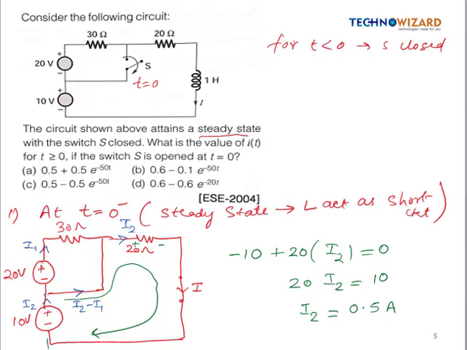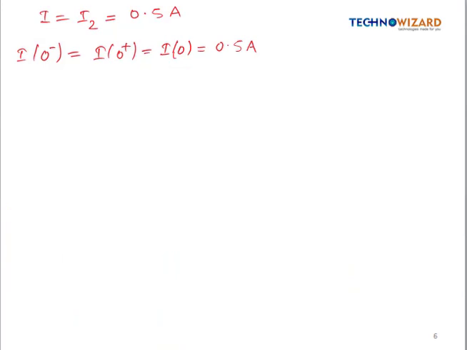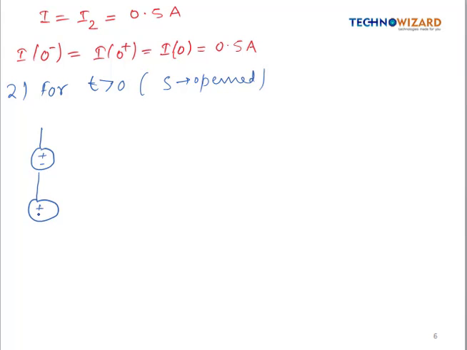Okay, so now we will draw this circuit for t greater than 0. So now for t greater than 0, the switch is opened, right? So now our circuit will become, so here we have a 20 volt battery. Here we have another battery which was 10 volt, so this is a 10 volt battery.